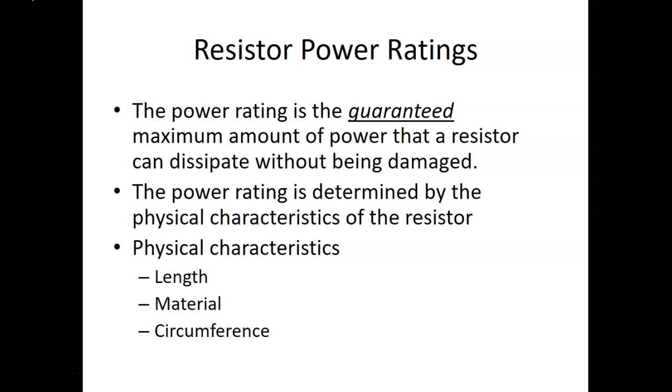So the power rating is the guaranteed maximum that you can put on this without damage. Okay? This is determined by the physical characteristics of the resistor. For light bulbs, it's what is the material. For resistors, we also not only look at the material it's made of, but also the physical characteristics of it, the size and the physical sizes of it.